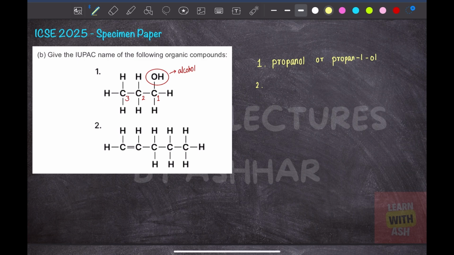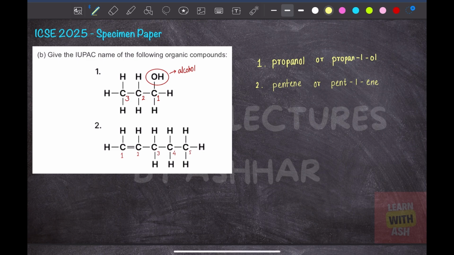Moving on to the second one, the double bond concept. For a double bond, it should be at the nearest carbon, the lowest one. So numbering in this way, 1, 2, 3, 4 and 5, this will be pentene or pent-1-ene. So these were the questions regarding IUPAC nomenclature or naming of compounds.